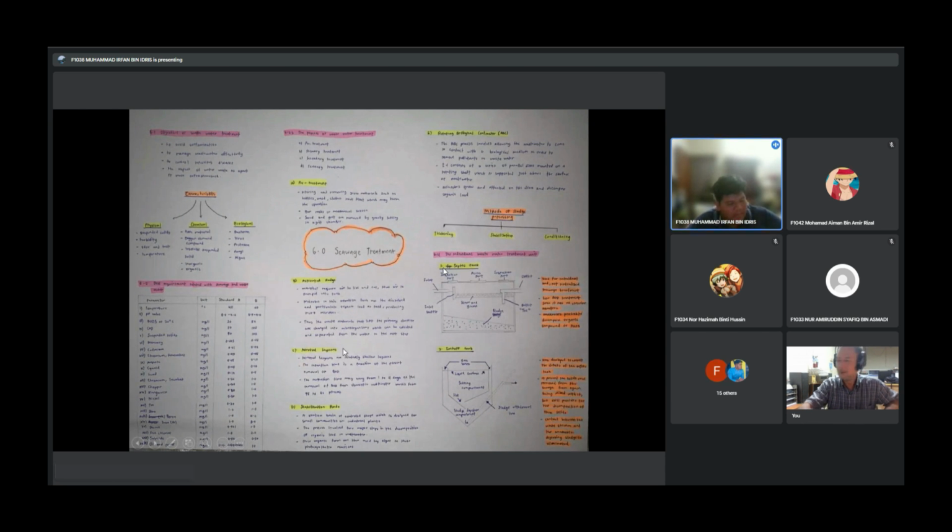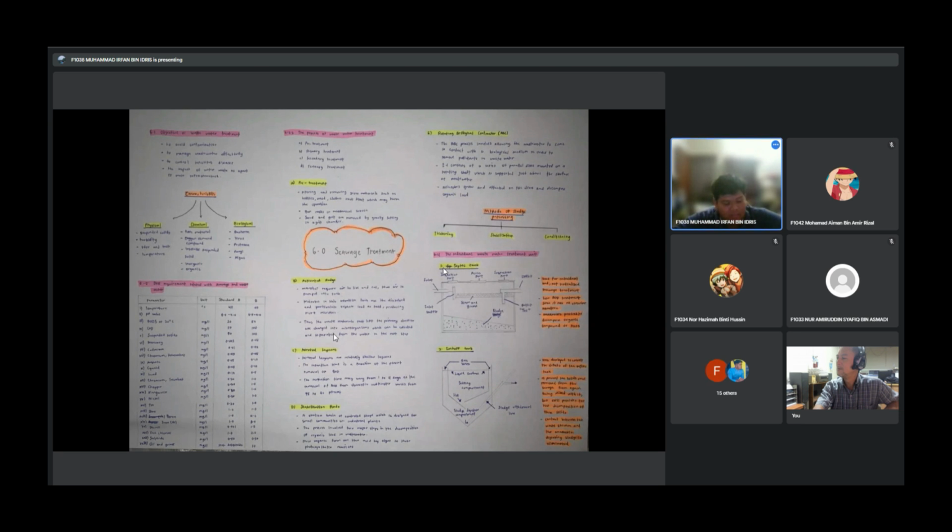So for this chapter, it is sewage, chapter 6. That is sewage treatment. The first one is objective of wastewater treatment. To avoid contamination, to manage wastewater effectively, to control infection, diseases, and the aspect of water waste as a part of main infrastructure. So there are 3 characteristics for the sewage treatment. There is physical, chemical, and biological. So I will go to the process of water treatment.